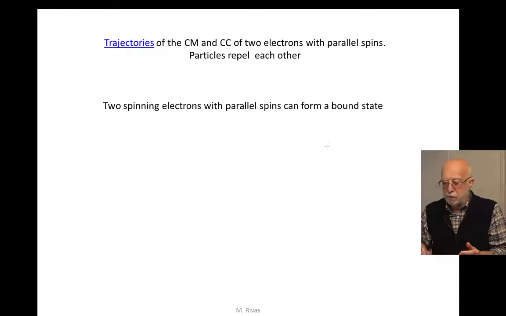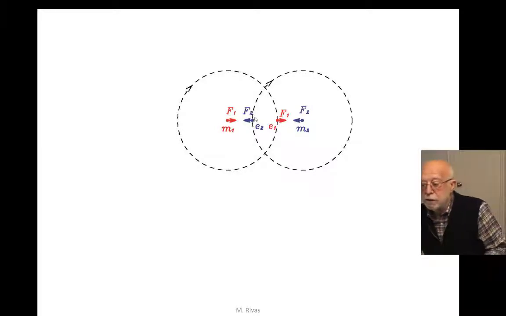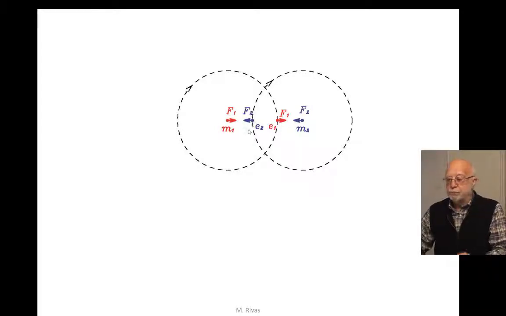Let us justify why this happens. Now we have the blue and the red electron here. For the blue one, the center of mass is here and the center of charge is here, and the red one is there. The phase of the red electron's center of charge is 0 degrees. However, the phase of the center of charge of the blue one is 180 degrees. The two charges repel each other.